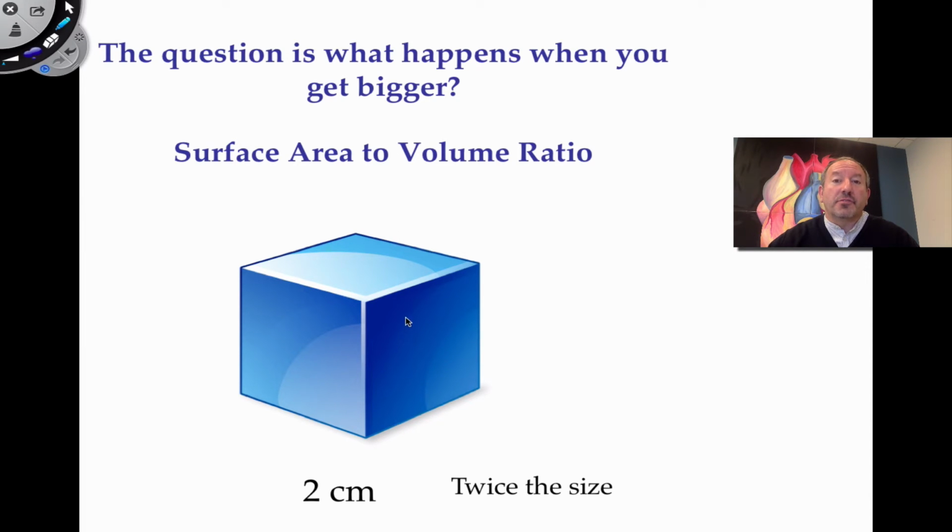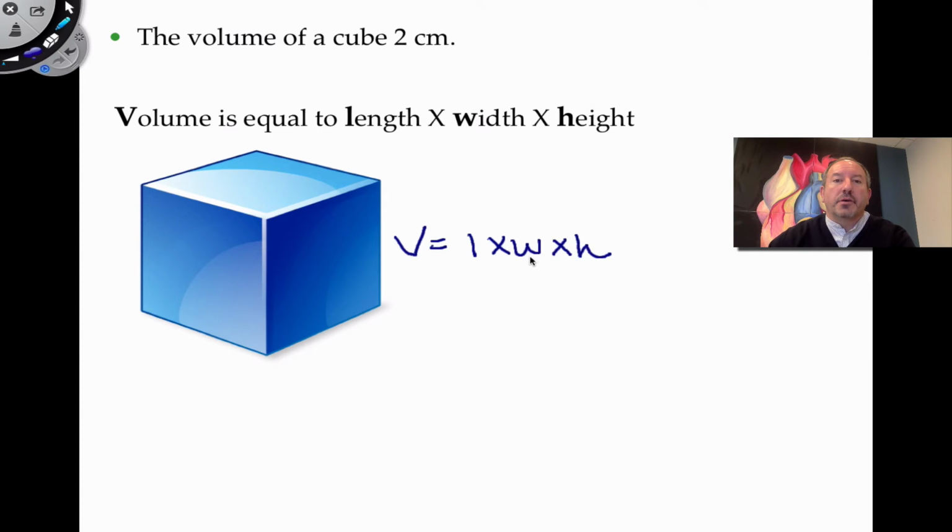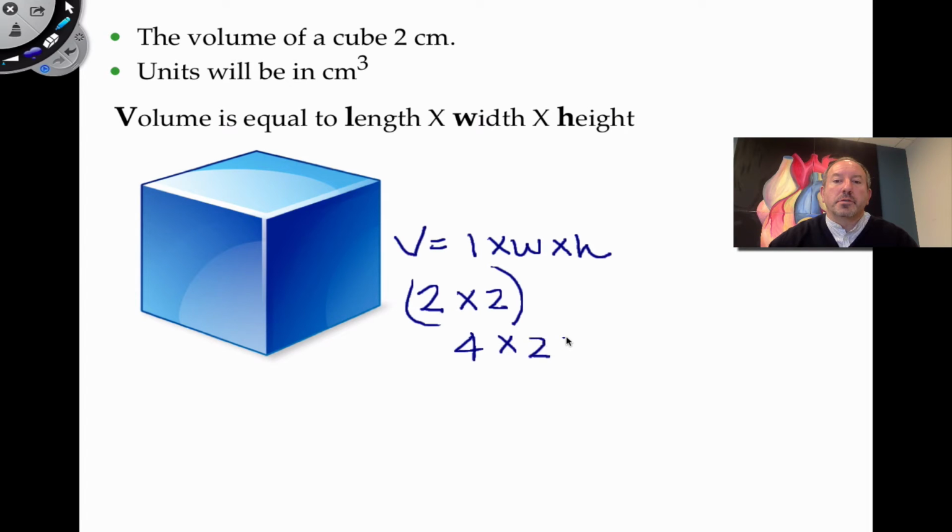So let's look at a cell that's twice the size, 2 centimeters. So it's 2 centimeters by 2 centimeters. Again, if I were going to do that calculation with you, the volume is going to be length times width times height, and again, the side size is 2. So what I'm going to do is go 2 times 2, which is 4, times 2, which is 8. So the volume is 8 centimeters cubed.